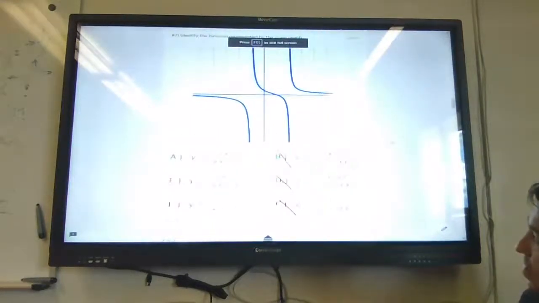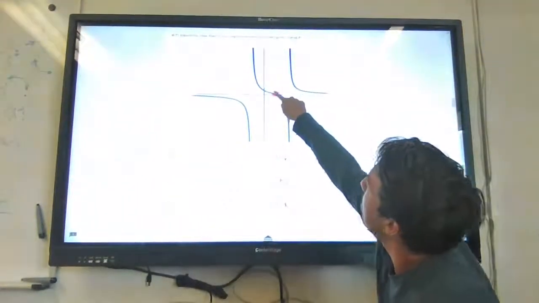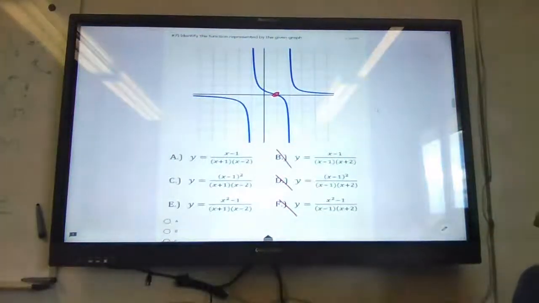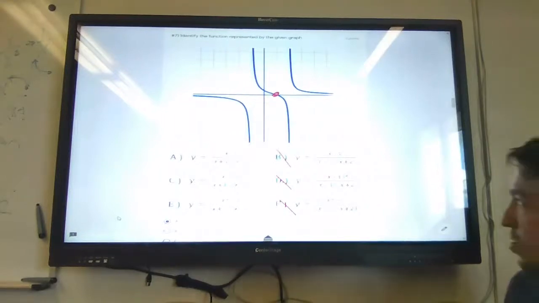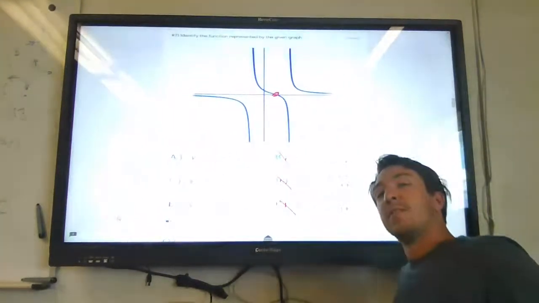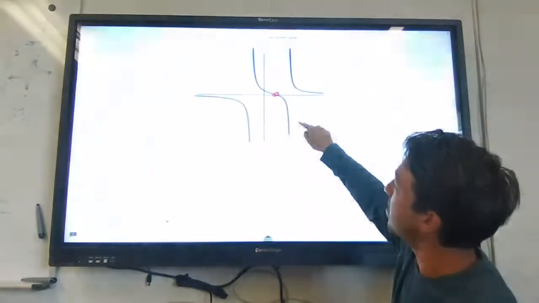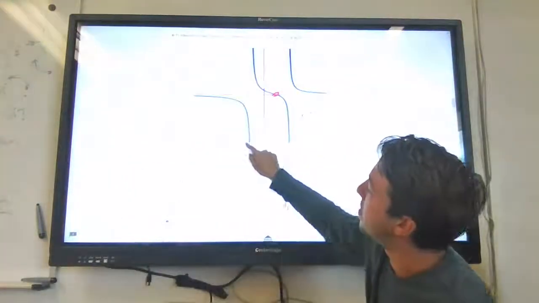Anyway, what else could I look at? Is that an x-intercept? The x-intercept is 1. So what's the answer? It's gotta be A. So the vertical asymptotes, right? The vertical asymptotes are happening at x equals positive 2 and x equals negative 1.